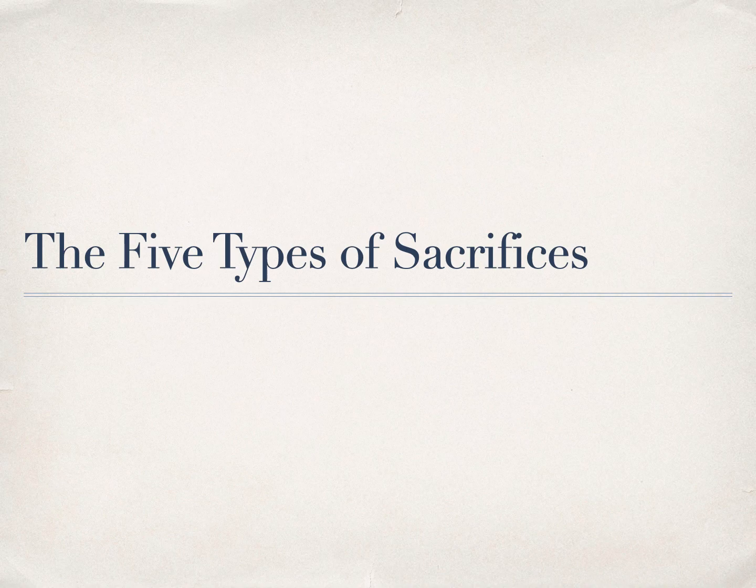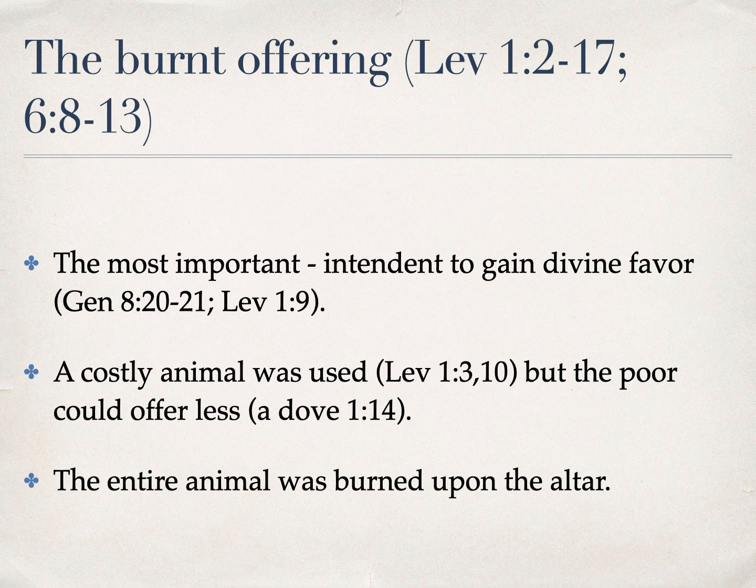There are five types of sacrifices. The first one, the burnt offering. This is the most important one, intended to gain divine favor. A costly animal was used in this sacrifice, but the poor could offer less, for example, a dove. The entire animal was burned upon the altar.